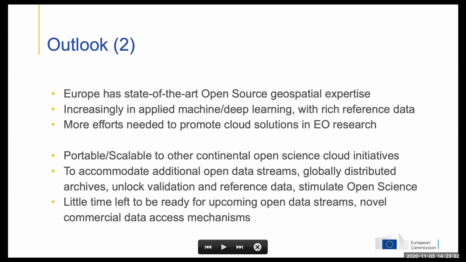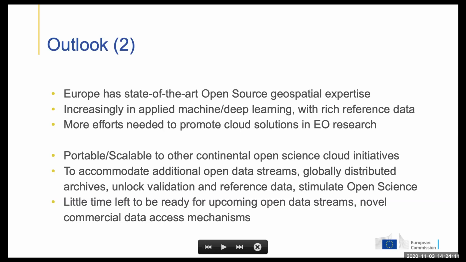And where then the global open science cloud comes in is, of course, that all these initiatives are automatically scalable to other solutions, portable. It's open source, it's open data. Therefore, it should be very easy to help in the stimulation of open science development.